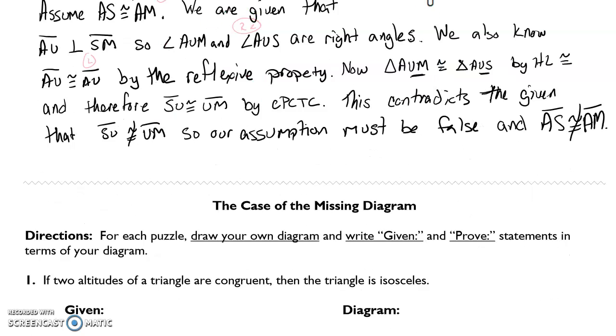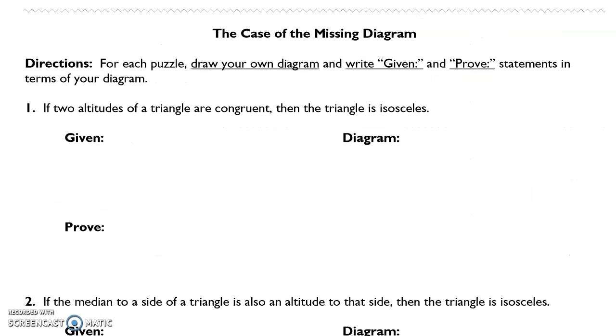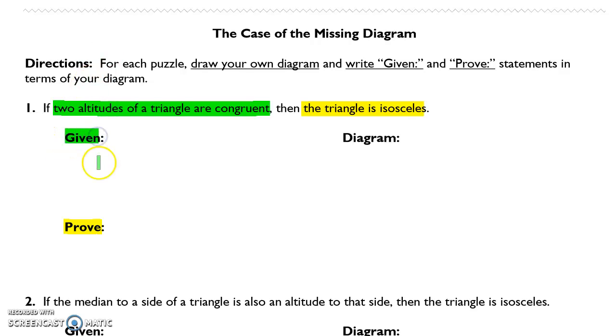Let's take a look at the case of the missing diagram. We've done one of these problems already in class. For each of these, we are going to draw a diagram, state the given, and prove statements. In this example, it's in if-then form, so what we need to recognize is our hypothesis. The if part is going to be my given, and the then part is going to be my prove. I think a lot of times looking at it that way is helpful.